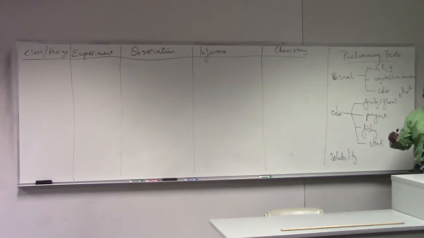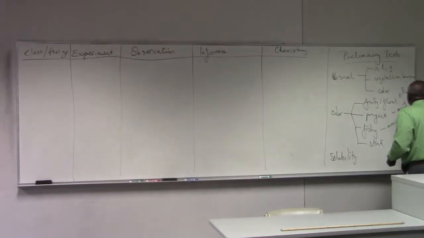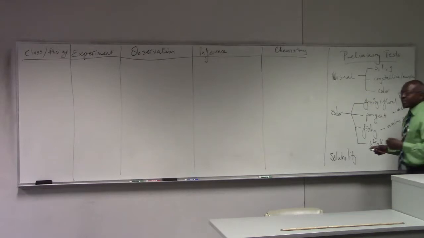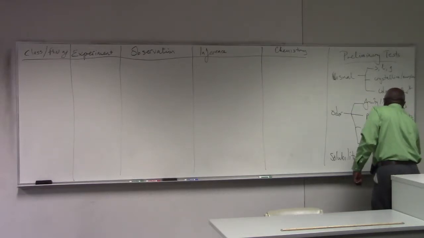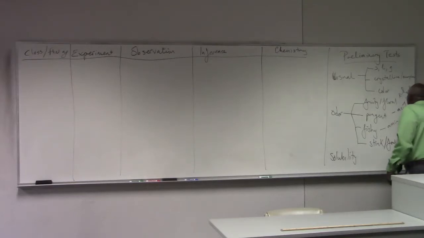If it's got a pungent smell, that's most likely an acid. If it's got a fishy smell, it's most likely an amine. So RNH2, or it could be R2NH, or even R3N, right? So some sort of amine. If it's a foul smell, then it's a thiol or mercaptan. So RSH.